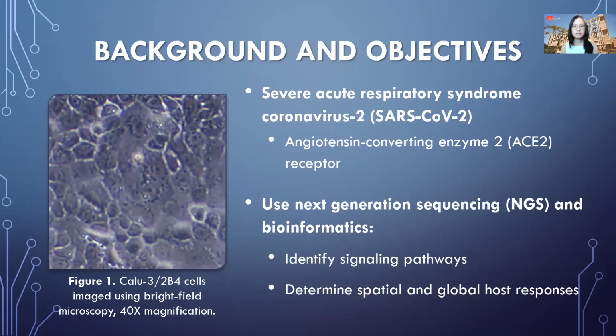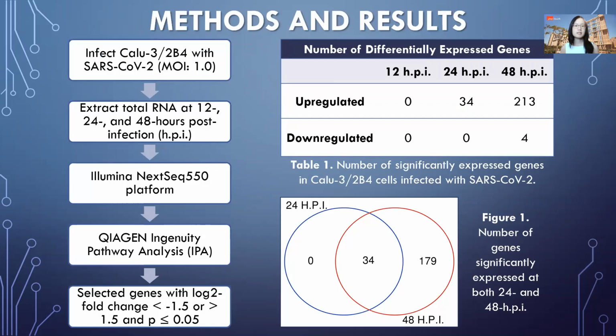The objectives of our experiment were to use next-generation sequencing, or NGS, and bioinformatics in order to identify signaling pathways involved in COVID-19 pathogenesis and determine spatial and global host responses to SARS-CoV-2 infection. To fulfill these objectives, we infected Calu-3 2B4 cells with SARS-CoV-2. After infection, we extracted total RNA at 12, 24, and 48 hours post-infection.